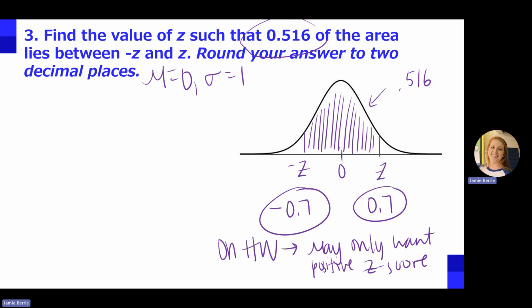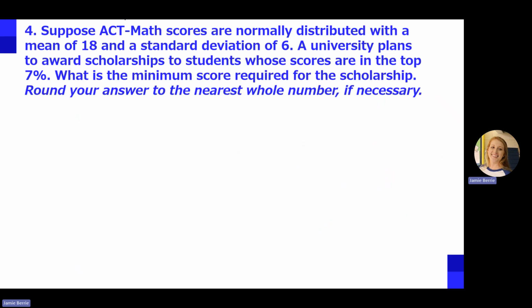All right. So now we're going to get into the problems where we're not in the standard normal distribution. Here are some word problems that you might see. It says, suppose the ACT math scores are normally distributed with a mean of 18 and a standard deviation of 6. A university plans to award scholarships to the students whose scores are in the top 7%. What is the minimum score required for the scholarship? Round your answer to the nearest whole number.